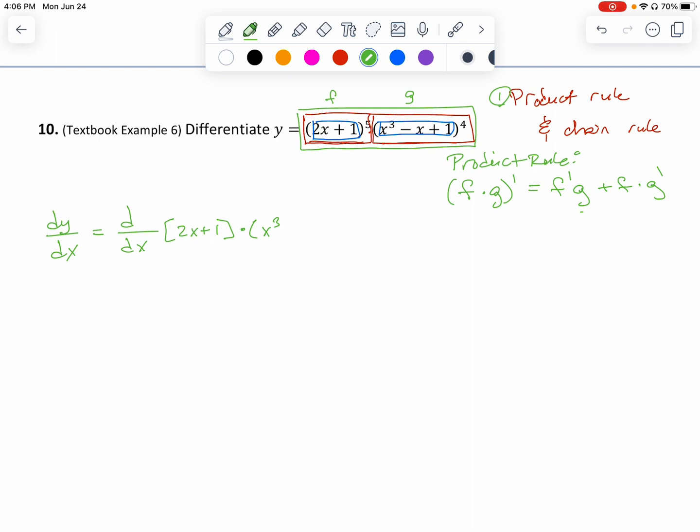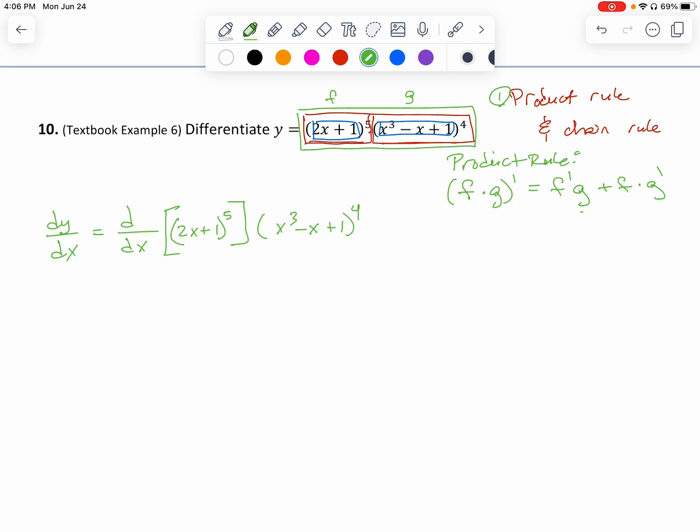Oh, I'm sorry. You know what? I forgot my exponent of 5 right here. So I want to make sure I put brackets around that because I want to take the derivative of the whole f function, not just the inner one. So we have 2x plus 1 to the fifth. That's our f function. And our g function is x cubed minus x plus 1 to the fourth.